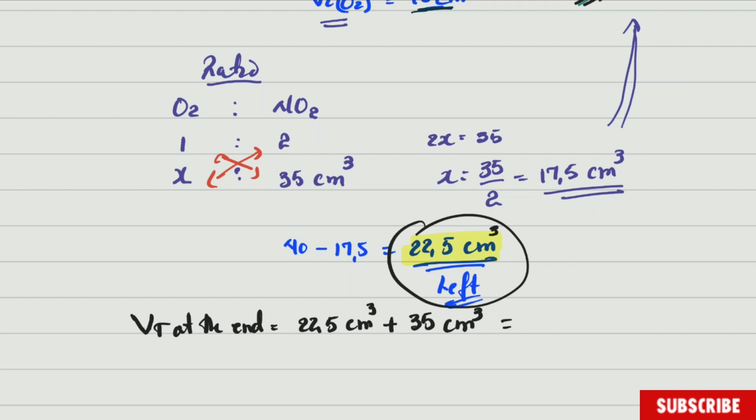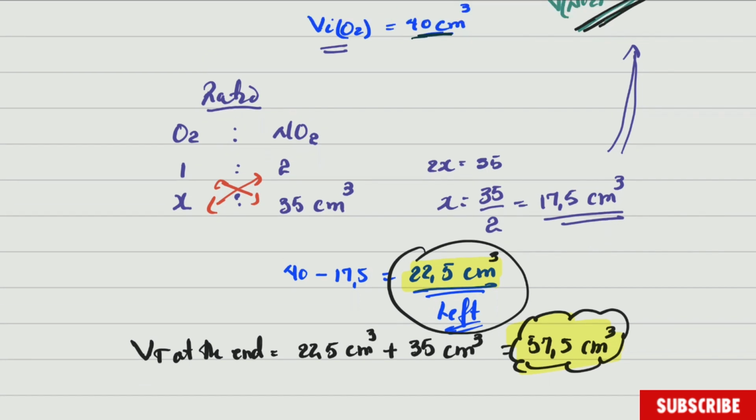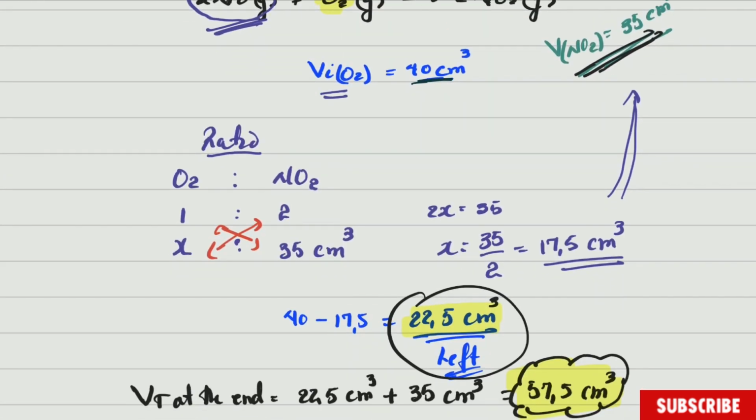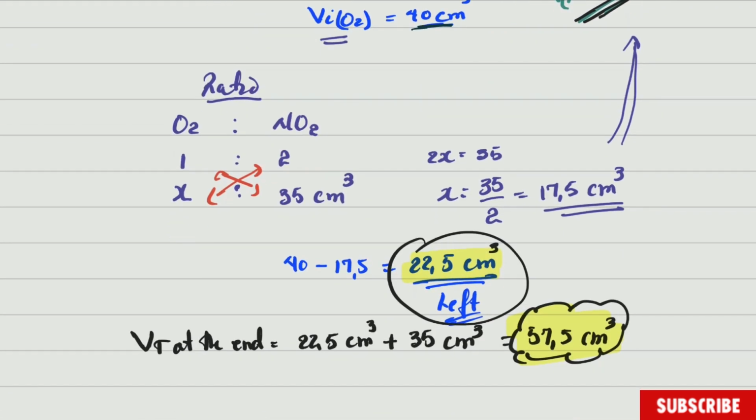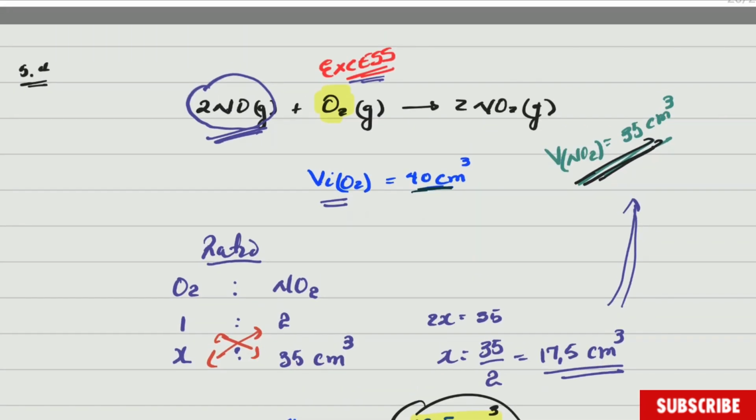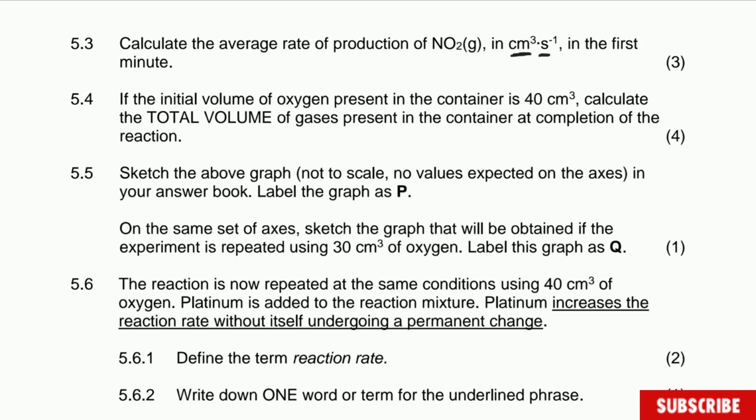So it means we have at the end 57,5 cubic centimeters. Guys, this is the amount of gas left behind in the container at the end of the reaction, which is the addition of 35, the product, plus the leftovers of oxygen. Guys, I hope you understand. This is not that bad. This one is stoichiometric from grade 10 and grade 11. Let's go to question 5.5.